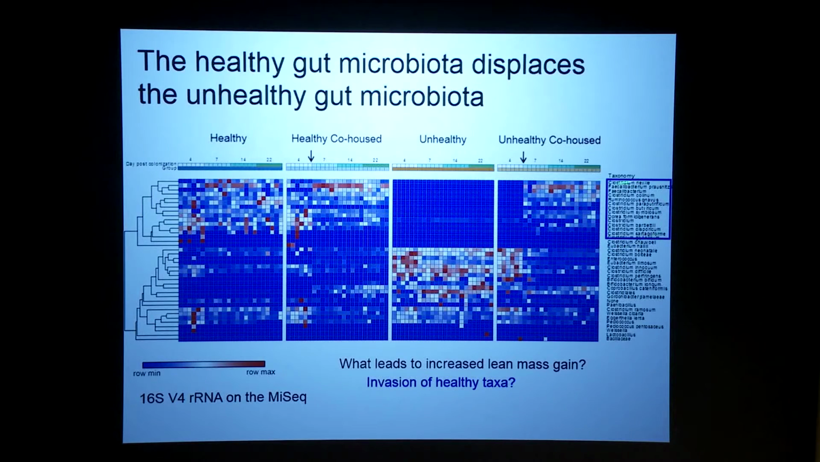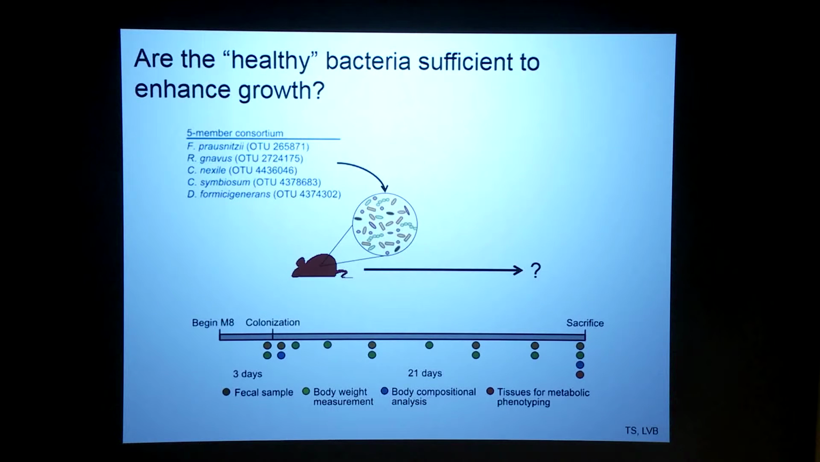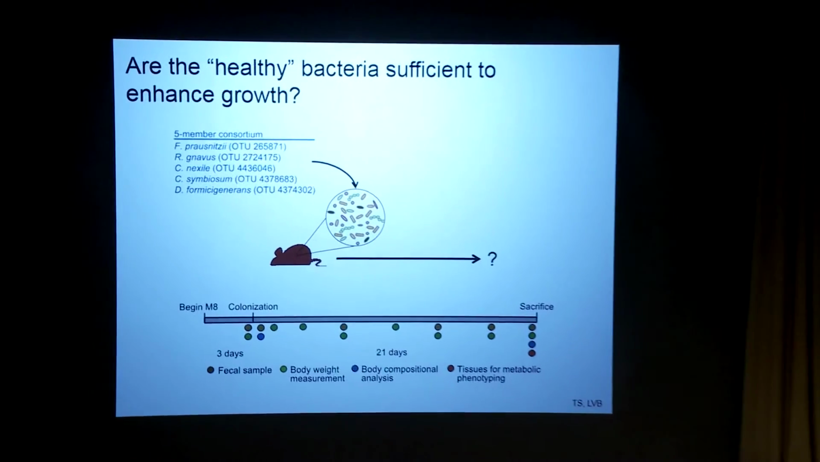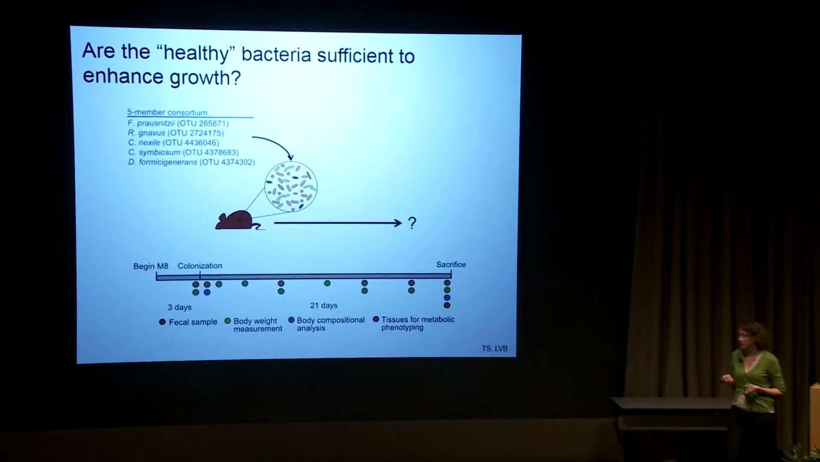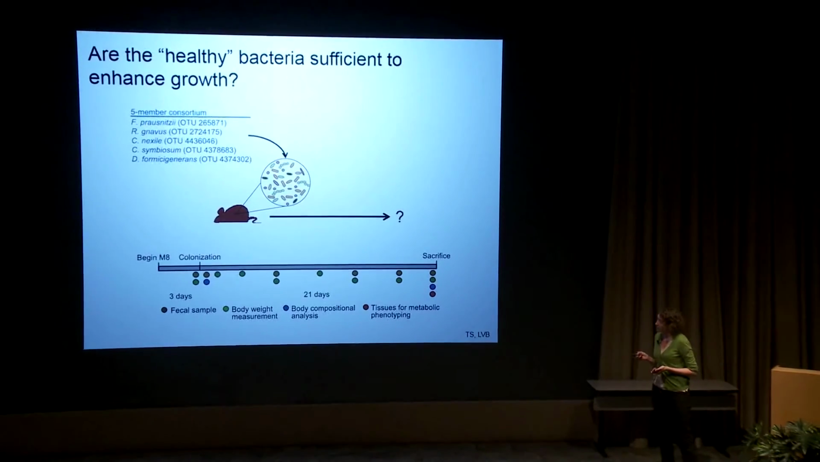Was it the addition of all of these taxa from the healthy microbiota, or was it the loss of all of the unhealthy taxa that had been previously abundant? So to more directly test this, we took the unhealthy microbiota that we'd been working with and cultured out some of the microbes that we had seen invade the unhealthy community. I did this in collaboration with Tarek Salih in my lab.